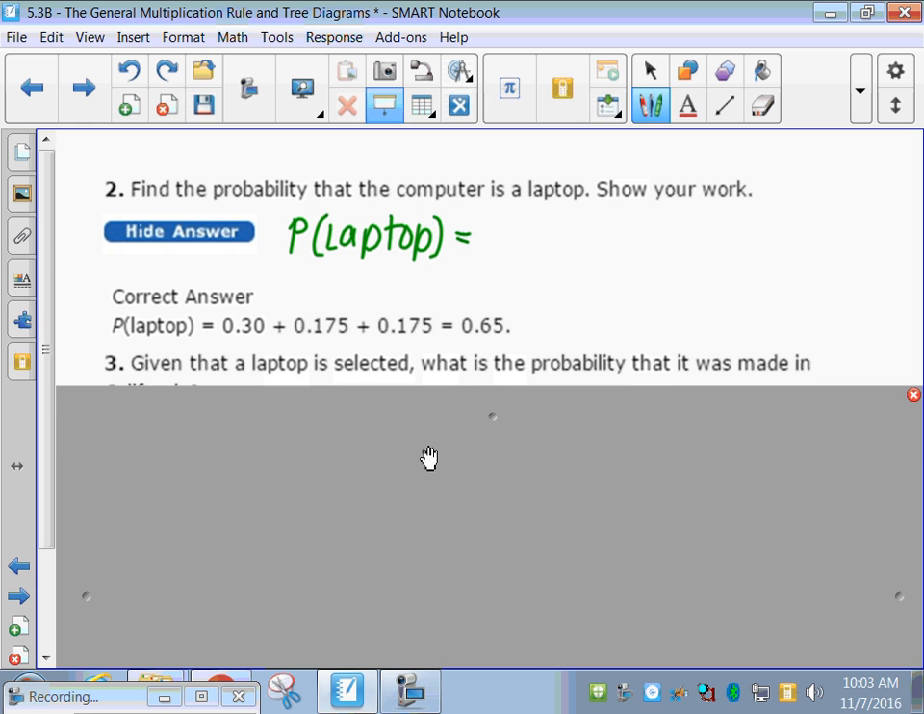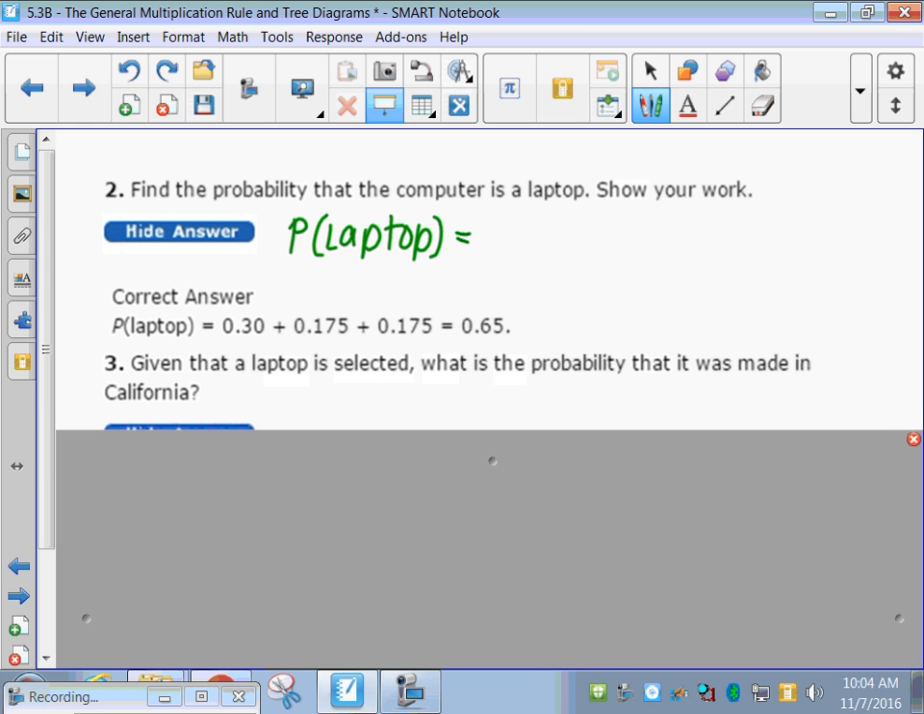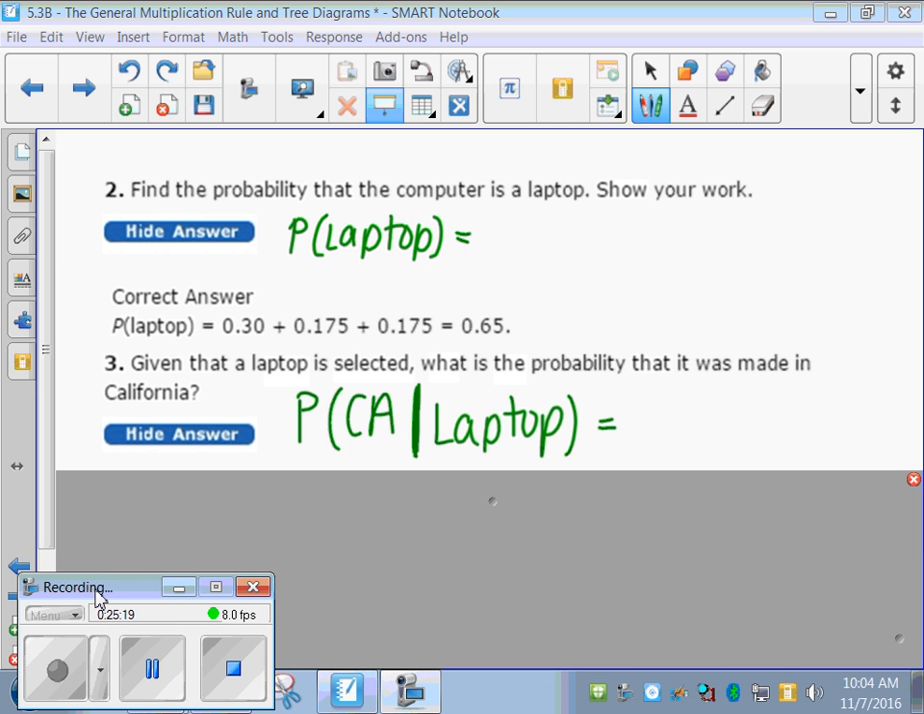Okay? Given that a laptop is selected, what's the probability it was made in California? So you guys, this is conditional probability that we learned Friday. Given that a laptop is selected, what's the probability it was made in California? You want to start with, all right, we're looking for the probability it was made in California given that it is a laptop. Use your formula for this. And then some of the probabilities you found in number 2 will help you with this one.